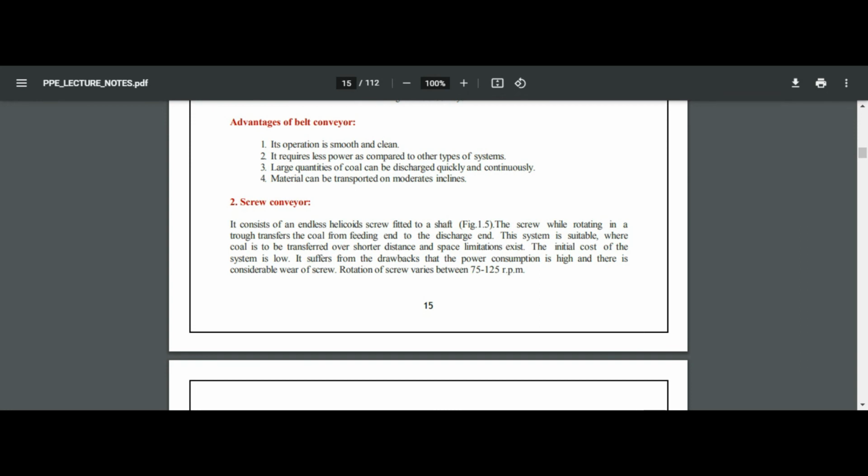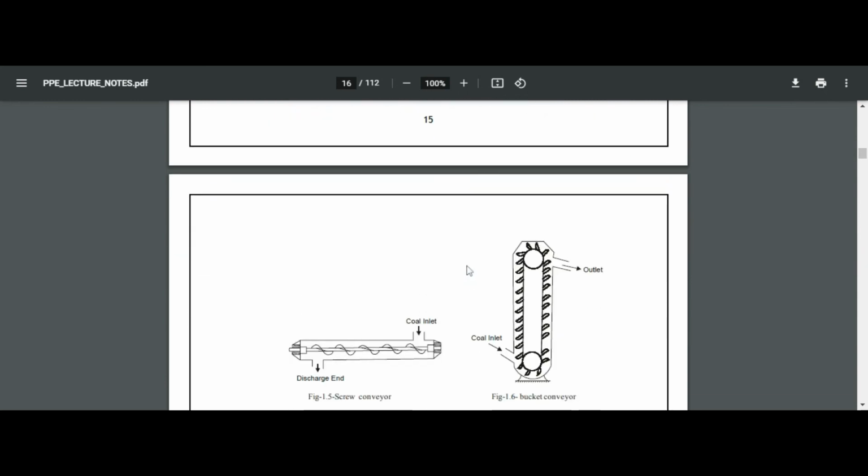This system is suitable where coal is transferred over shorter distances and space limitations exist. The initial cost of the system is low. It suffers from the drawbacks that power consumption is high and there is considerable wear of the screw. The rotation of the screw in the screw conveyor is 75 to 125 rpm.